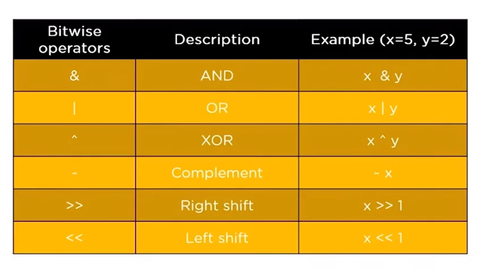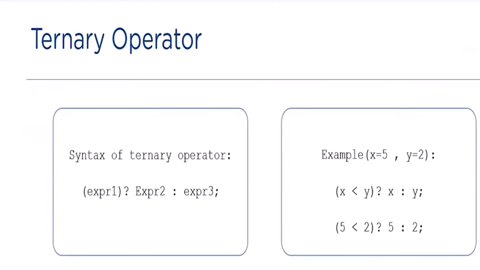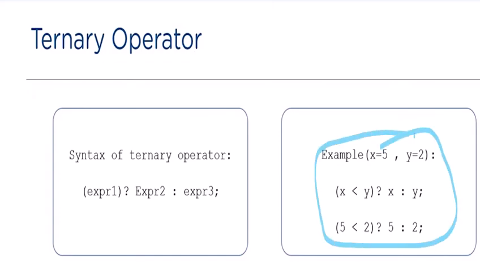Bitwise operators: AND, OR, XOR, complement, right shift, left shift. Assignment operator: assignment, sum and assign, subtract and assign, multiply and assign, divide and assign, bitwise AND assign, bitwise OR and assign. Ternary operator. The syntax of the ternary operator is expression 1 question mark, expression 2 colon, expression 3. This is the given example where x is 5 and y is 2.